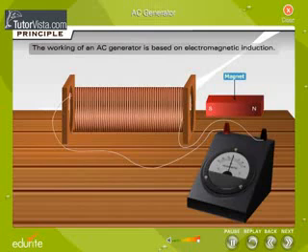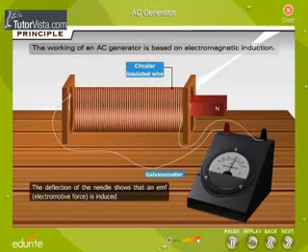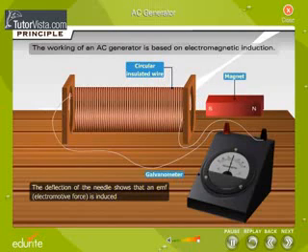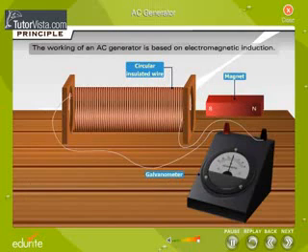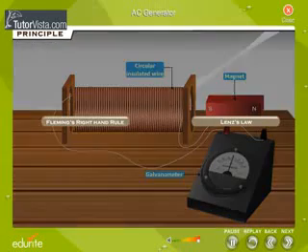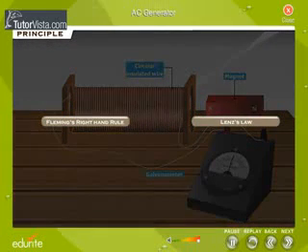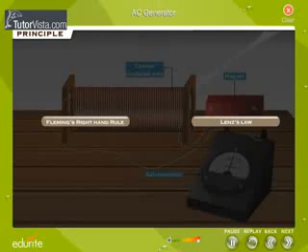The working of an AC generator is based on electromagnetic induction. That is, whenever the flux passing through a circuit changes, an EMF is induced in it and a current begins to flow. The direction of induced EMF is given by Fleming's right-hand rule or Lenz's law.